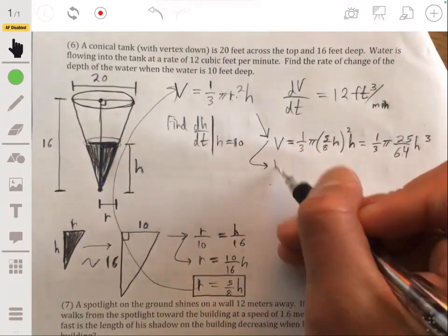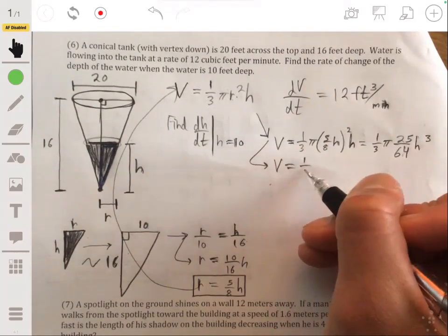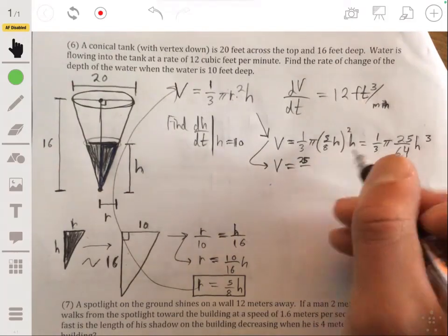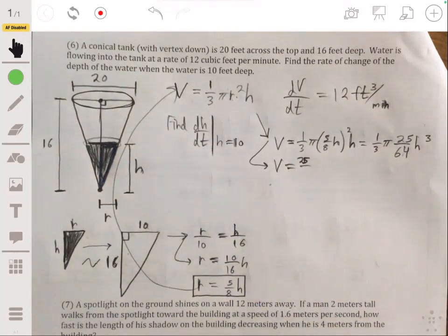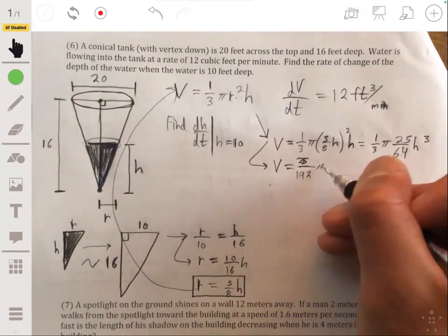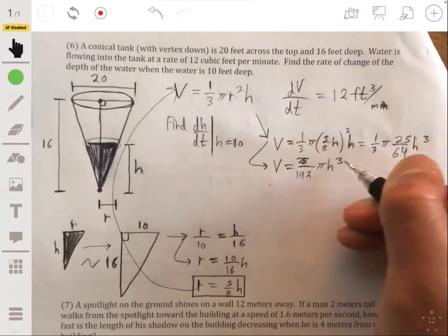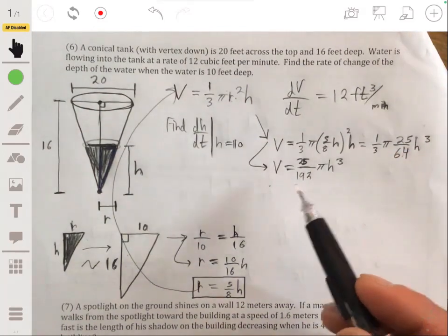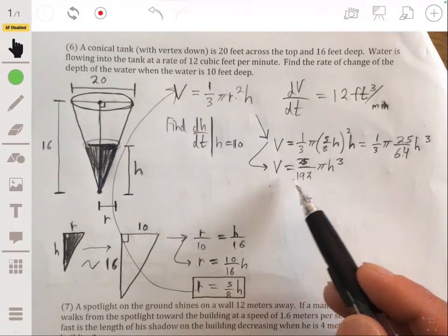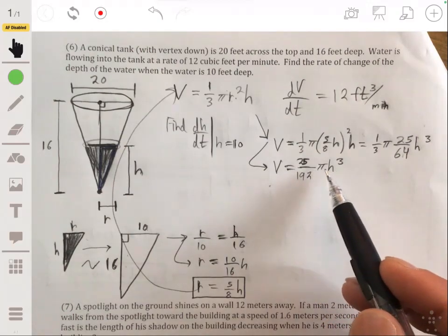And we can rewrite it even a little more. Let's take that 25 and put it as a coefficient. 25 over 3 times 64. What would that be? 192, I believe. Yeah, so 25 over 192 pi H cubed. Now we can simply differentiate this equation with respect to time, and we'll have just two derivatives.